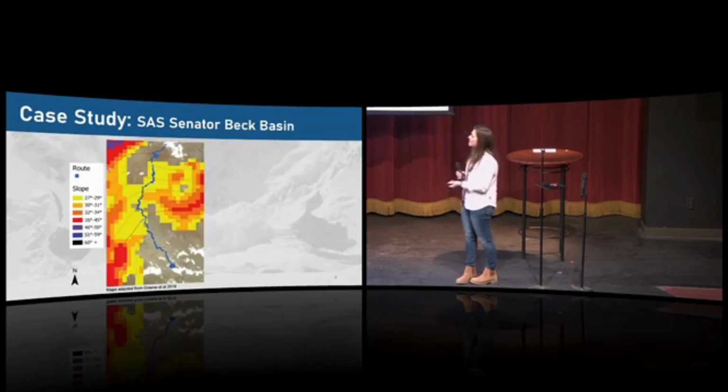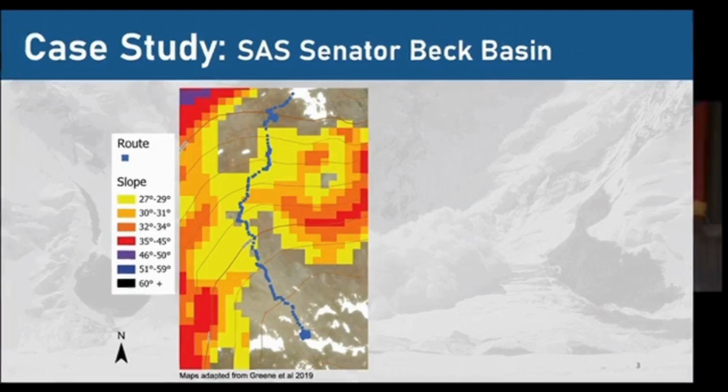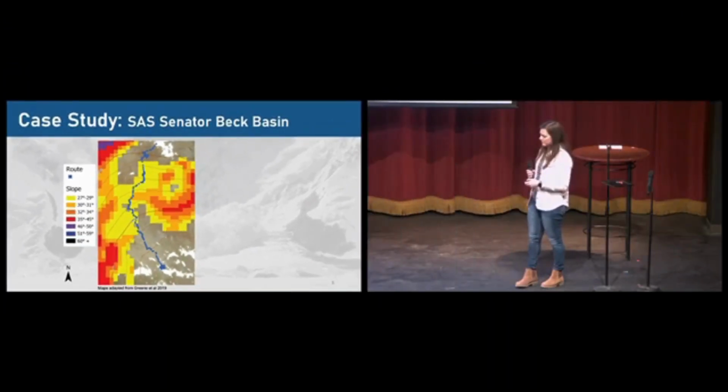So this is the map that I just showed you, showing that they were staying in the yellow and no color, below 30 degrees. When CIC went to this site to do an investigation, they actually measured angles of 32 to 34 degrees along this route.